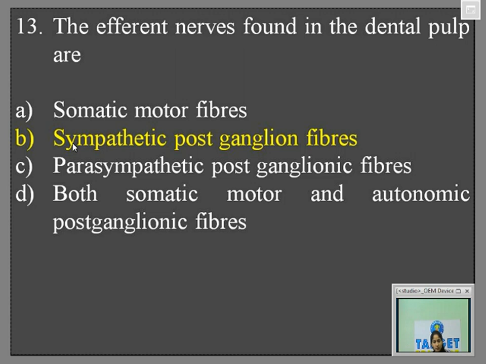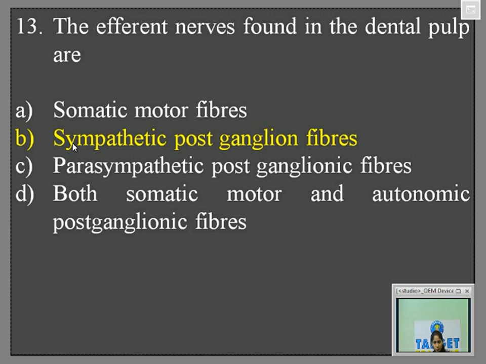Then these C fibers are unmyelinated. So that means they will be slow in their conduction. So they are unmyelinated, that means they are slow in conduction and they are of a smaller diameter. So their diameter is approximately 0.5 to 1 micron and their conduction is approximately 0.6 to 2 meters per second. Diameter is 0.5 to 1 micron and conduction velocity is 0.6 to 2 meters per second.